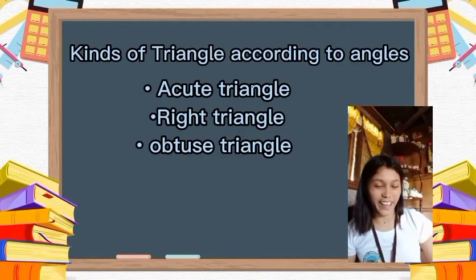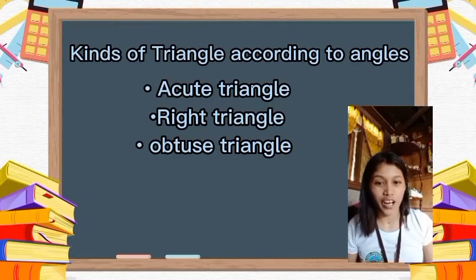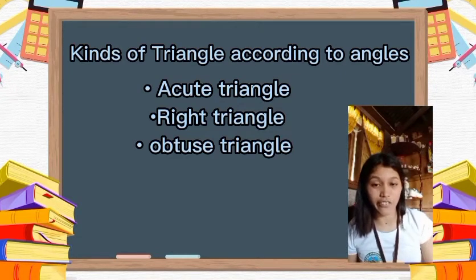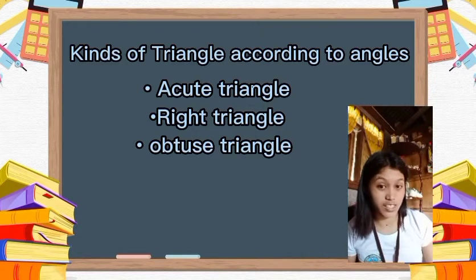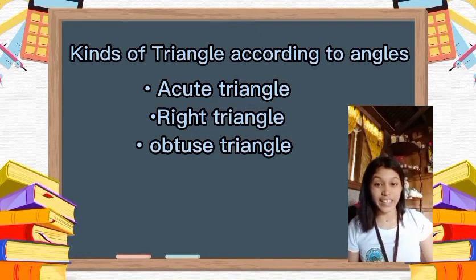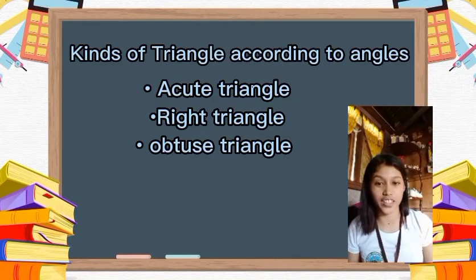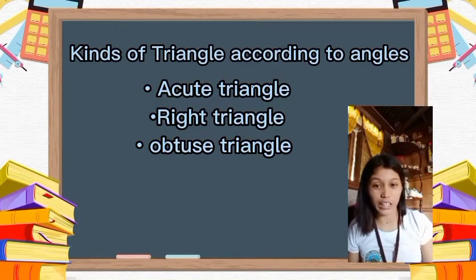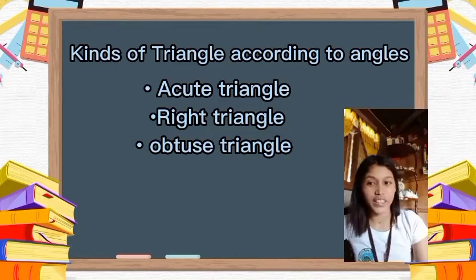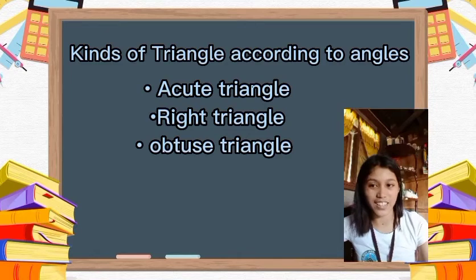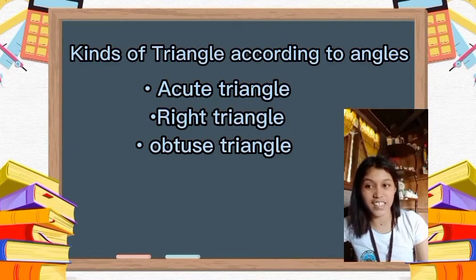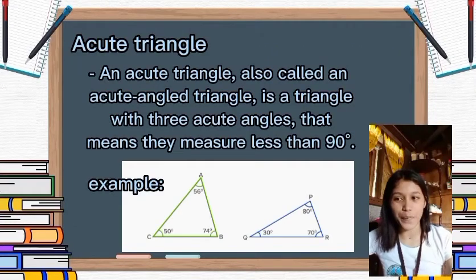The next one is the kinds of triangle according to angles. Previously, we talked about the kinds of triangle according to sides, which are the scalene, isosceles, and equilateral triangle. Now let's talk about the kinds of triangle according to angles. First is the acute triangle, second is the right triangle, and the third one is the obtuse triangle. First, let's talk about the acute triangle. An acute triangle, also called an acute-angled triangle, is a triangle with three acute angles.